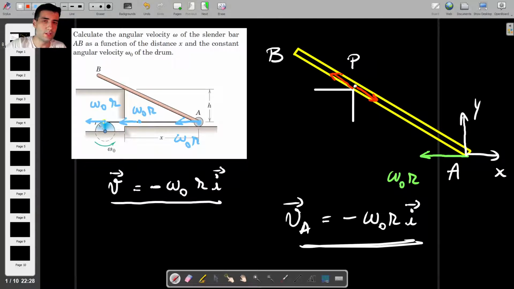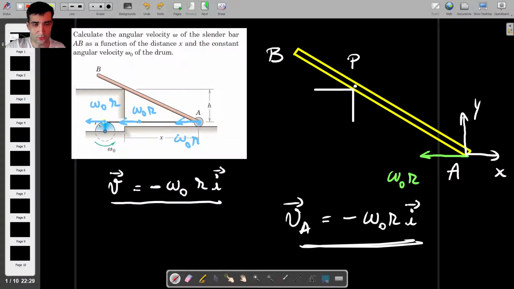So the point here is that the velocity of point P has to be purely along the bar. It cannot have any component perpendicular to the bar, either this way or that way, because if it's pointing into the corner, it means you have two solid objects going into each other, which is not possible. And if it's doing this, it means it's flying away from the corner, which again is not the case. So we're going to use this to figure out the angular velocity of the bar.